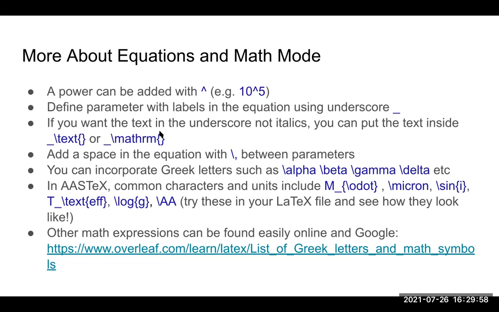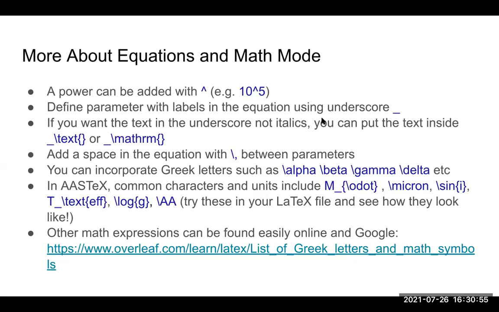And you can also define some controls later on. If it's not a parameter, just a label, we use backslash text in math mode, or math RM, to put regular text in lowercase. And if you add a space between equations, they will still shrink together and there's no extra space. So if you really want an extra space between the parameters for better formatting, you can add a backslash with a comma, which adds an extra space between these two parameters or between the equations.